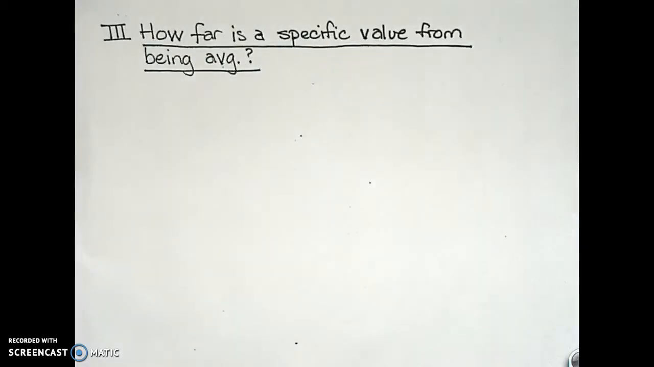When you have a data set, one of the first questions we ask is, well, what is the average value of the data set? And when we ask that kind of question, it's looking at the whole data set, and it doesn't really consider specific values. So we're going to take a look at specific values today and ask the question, how far is a specific value from being average? And underneath this, there are two sub-questions.